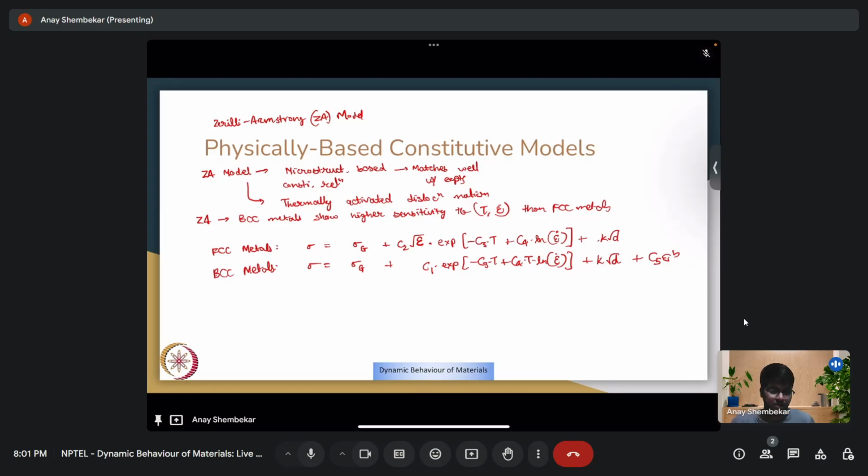So let us look at both of them. The very first term in both is your athermal stress. Then there is an exponent term combining temperature and strain rate, so this is your temperature and strain rate dependence. This K root D is basically a Hall-Petch law. It's quite well known, where D refers to the diameter of the grain. Epsilon to the n makes it work hardening.